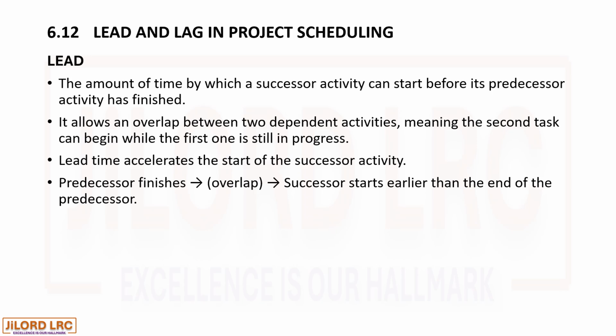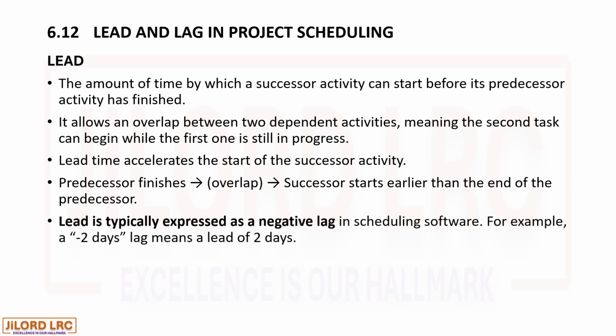Predecessor finishes. There is an overlap, and the successor starts earlier than the end of the predecessor. Lead is typically expressed as a negative lag in scheduling softwares. For example, a negative 2 days lag means a lead of 2 days. We are going to look at what lag also means.